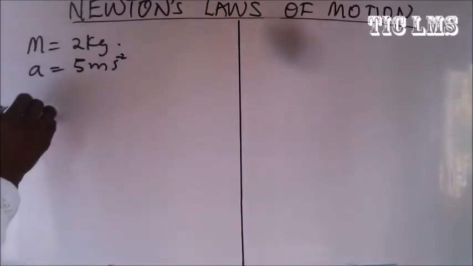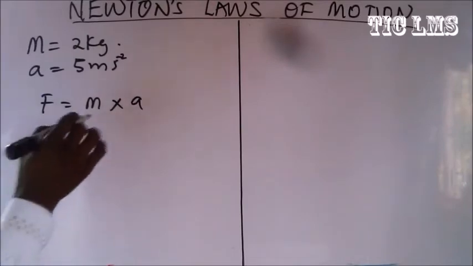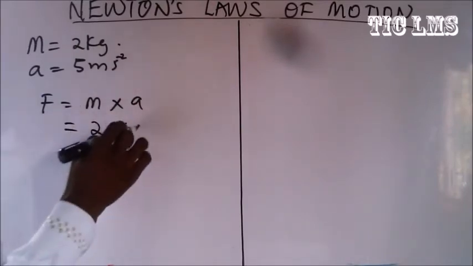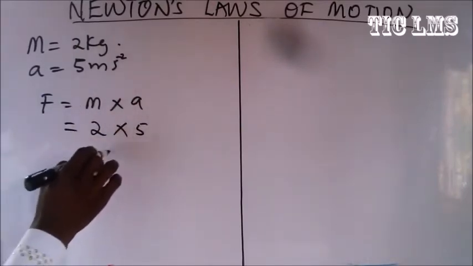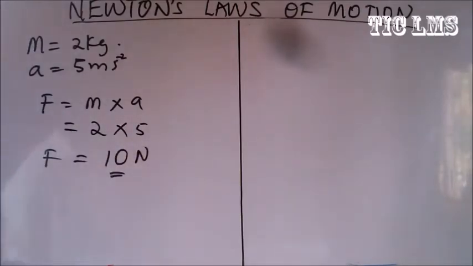This is as simple as saying that force equals mass times acceleration. The mass is 2 and the acceleration is 5. So we have 2 times 5, that gives us 10 Newton as the horizontal force acting on the body.